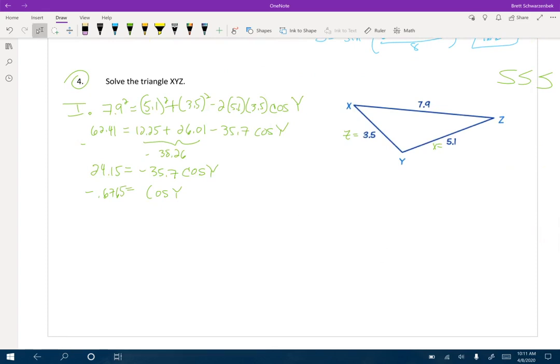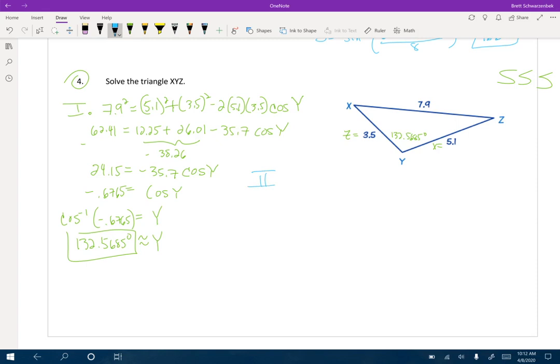If you do the work, you're going to get y is equal to the cosine inverse of negative 0.6765, which means y is approximately, rounded to 4 decimal places, 132.5685 degrees. Okay, round to 4 decimal places, so we don't have to worry about rounding later. So if you go in the picture, you now know that this angle here is 132.5685 degrees.